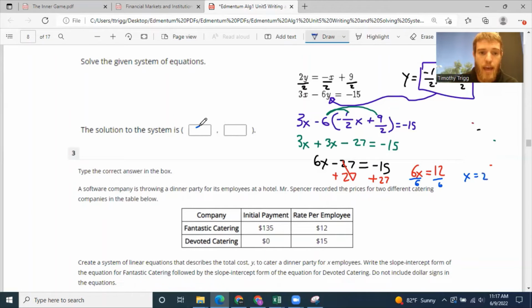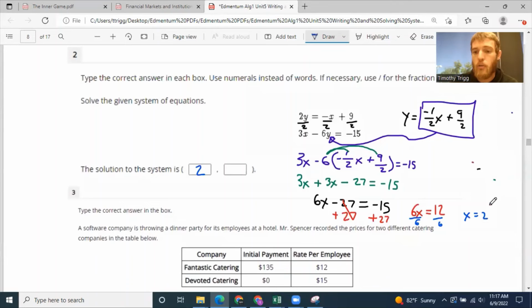So now we know the value of x. How do we find the value of y? Well, what you can do is replace x in this equation, substituting x for 2. How would that look? I'm going to write it over here. So that'll be y equals -1/2 times the x, which is 2, plus 9/2.